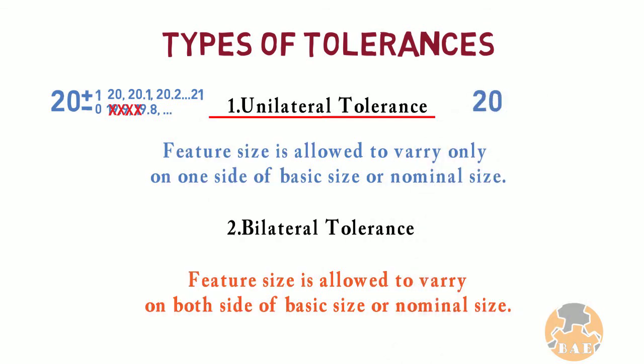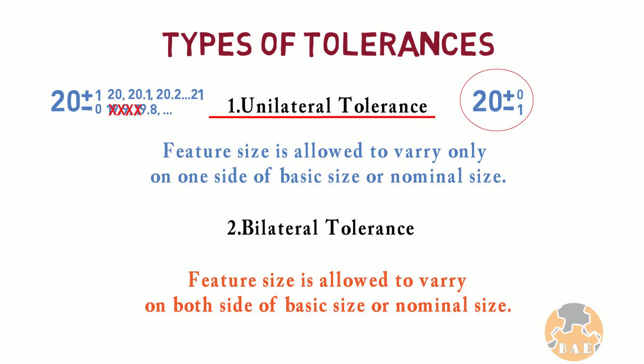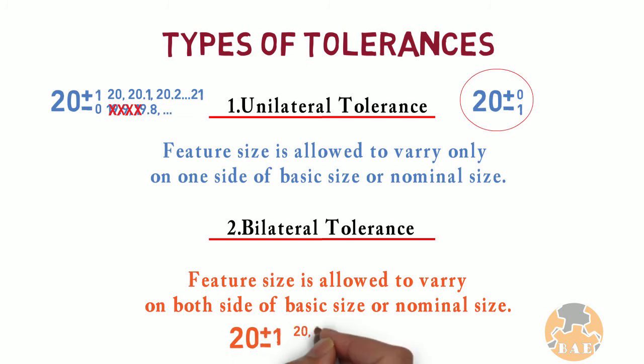Here we can give tolerance like 20 plus 0 and minus 1. This is also unilateral tolerance. In case of bilateral tolerance, we give tolerance on both sides of the nominal size like 20 plus or minus 1, means here this 20 can be 20.1, 20.2 like that up to 21, and also it can be 19.9, 19.8 up to 19. So this nominal size varies in two directions, so we call it bilateral tolerance.